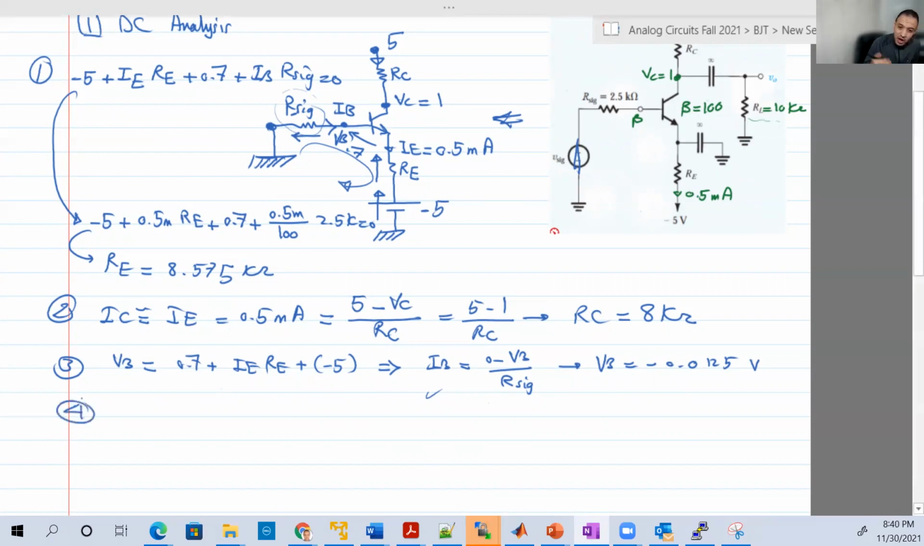Finally, it was required to find gm and r pi. gm is IC over VT. Both are known. 25 millivolt for VT and IC is half milliampere. So it's half over 25 multiplied by 10, 5 over 250. Then this will be 51 over 50, which is 0.02, or 20 milli ohm minus 1.